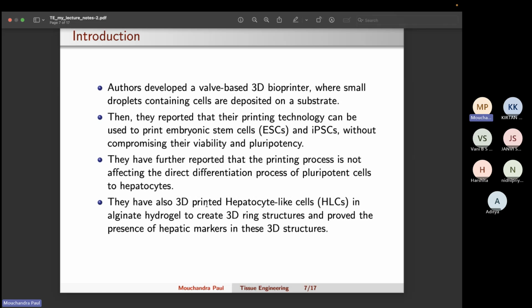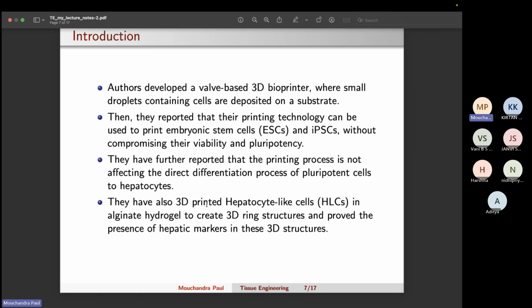Let's now move towards the paper. So let's see what authors have done. In this paper, the authors have developed their own 3D bioprinter. At that time, not many companies around the world were making 3D bioprinters. 3D printing technology was there, but the machine which can print cells, and that too in conditions that minimize the stress on the cell and also sterile conditions, these technologies were not that much available.